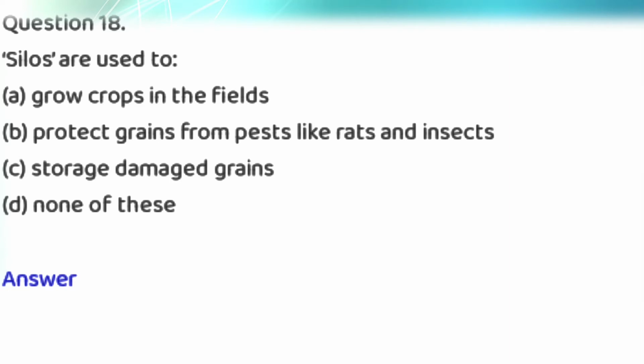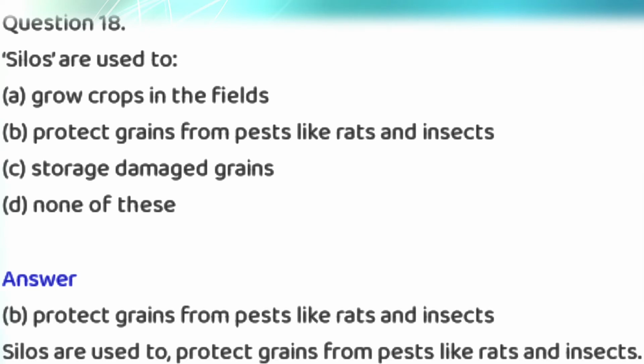Eighteenth question: silos are used to grow crops in the field, protect grains from pests like rats and insects, store damaged grains, or none of these? And the answer is protect grains from pests like rats and insects. Silos are used to protect grains from pests like rats and insects.